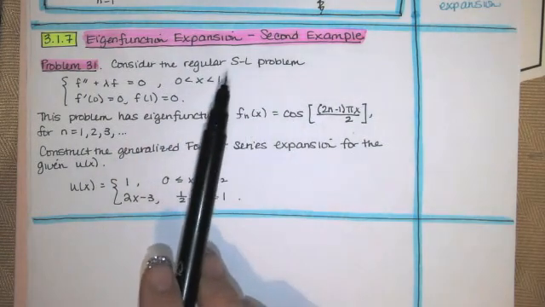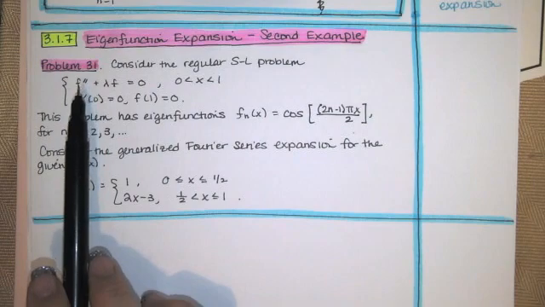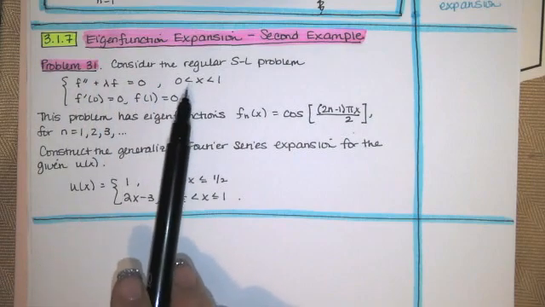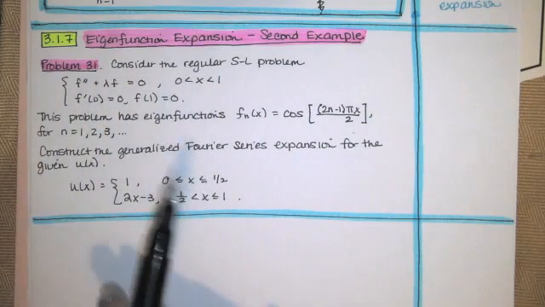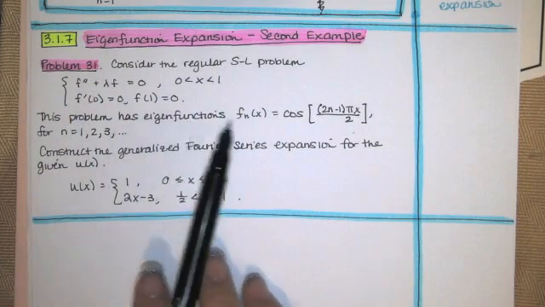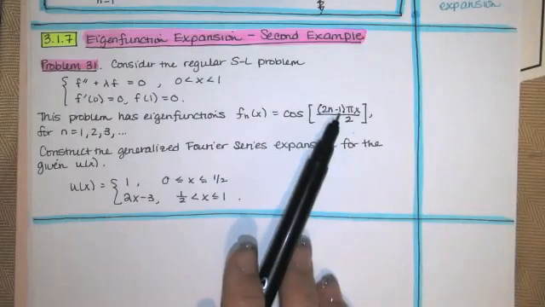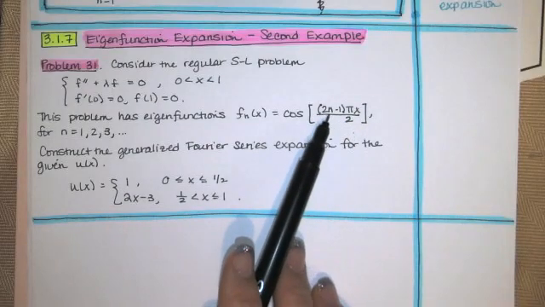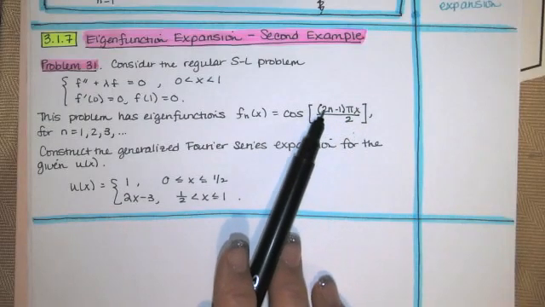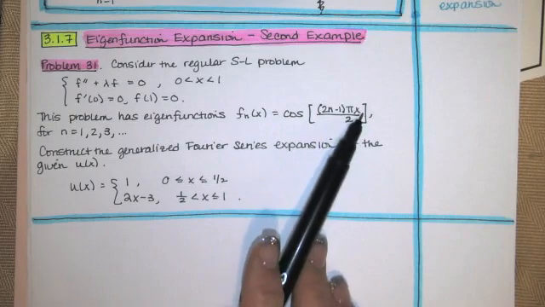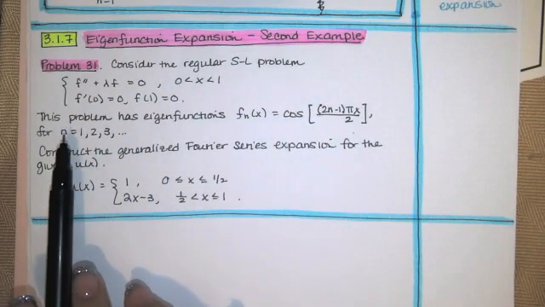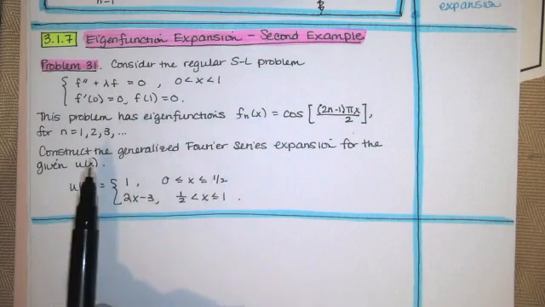It says, consider the regular Sturm-Liouville problem. We've got this differential equation subject to these boundary conditions for x between 0 and 1. And we're told that this problem has these eigenfunctions. F sub n of x is cosine of (2n minus 1) times pi times x over 2. So it looks like we've got odd multiples of pi over 2 multiplying x for n equals 1, 2, 3, and so on. Those are our eigenfunctions.